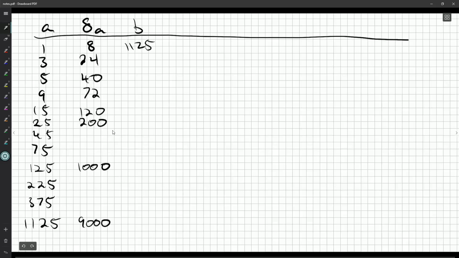75 times 4 is 300, so that'll be 600. And I'm sort of tapped out. I'll just use my calculator. 360. I should have known that. 45 degrees. 225 times 8 is 1,800. 375 times 8, 3,000. The corresponding B's we can list. It's just the list in reverse order.